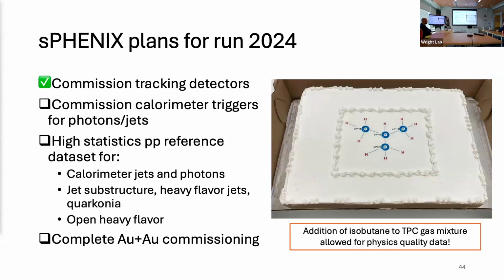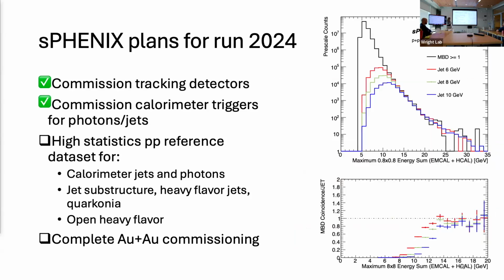And so in the end, the saving grace was the isobutane, which got added to the TPC gas mixture. And to celebrate, we had an isobutane sPHENIX-themed cake at our end of run. So that tells you how important the isobutane was to us.